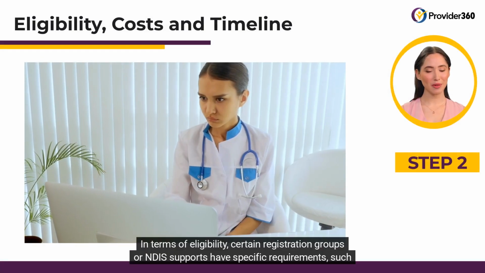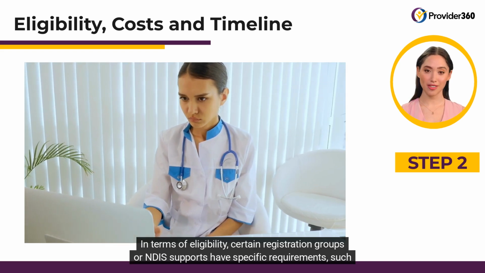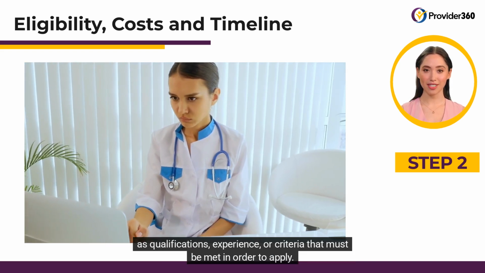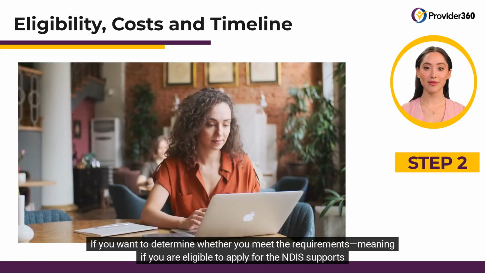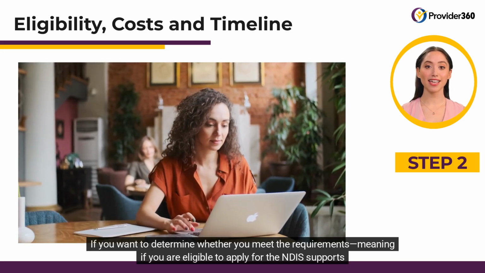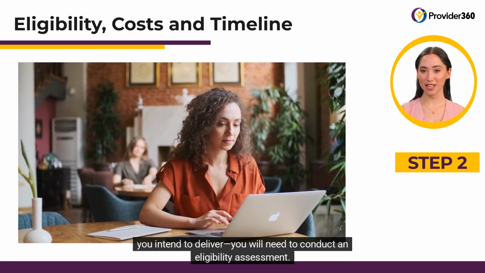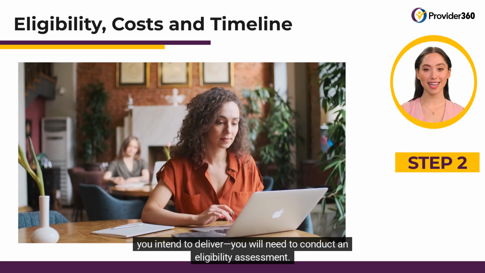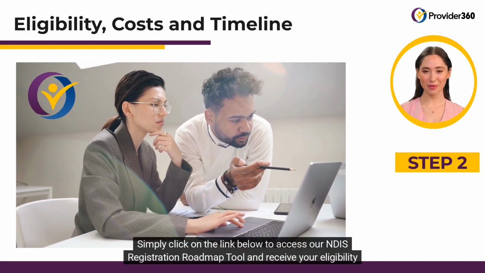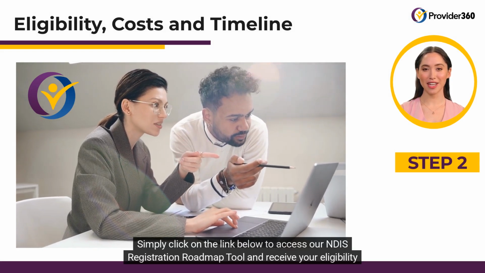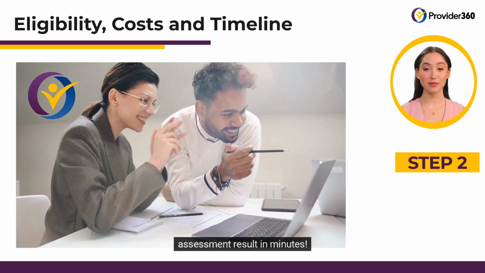In terms of eligibility, certain registration groups or NDIS supports have specific requirements, such as qualifications, experience, or criteria that must be met in order to apply. If you want to determine whether you meet the requirements, meaning if you are eligible to apply for the NDIS supports you intend to deliver, you will need to conduct an eligibility assessment. The good news is we can assist you with this process. Simply click on the link below to access our NDIS Registration Roadmap tool and receive your eligibility assessment result in minutes.